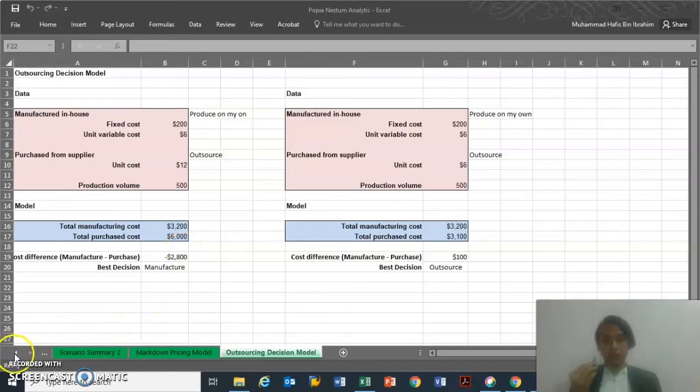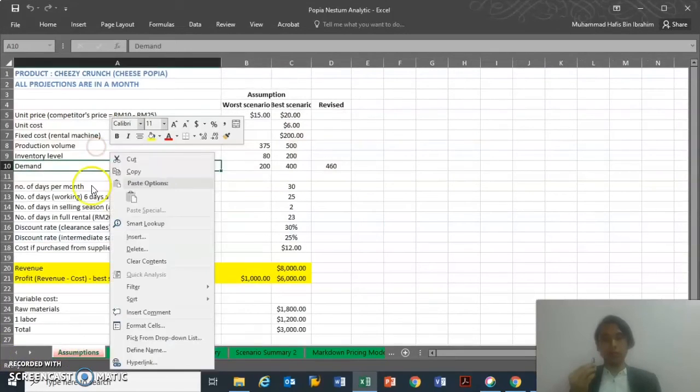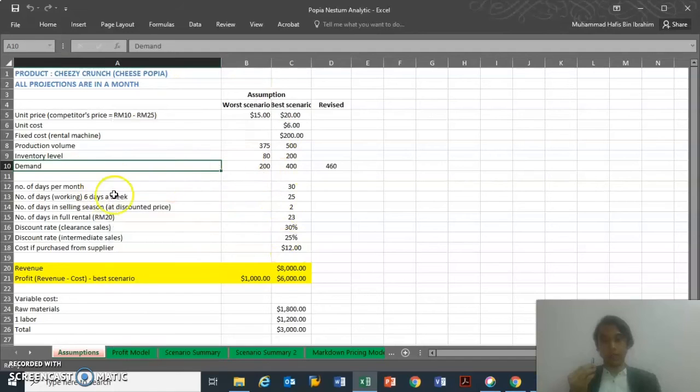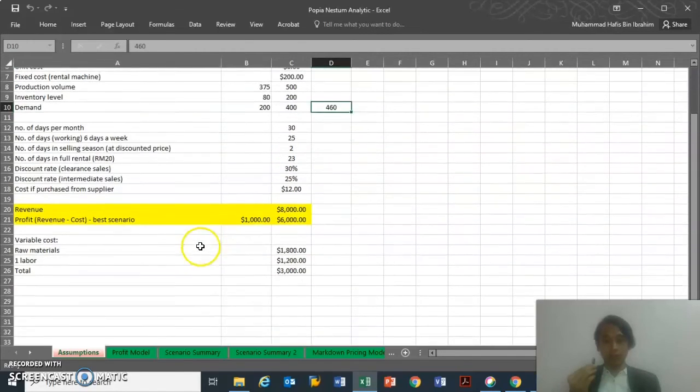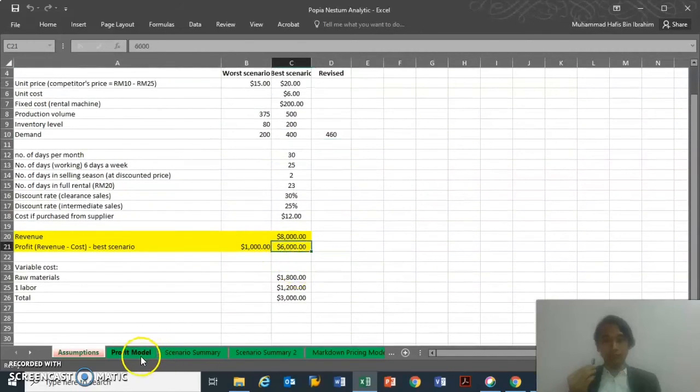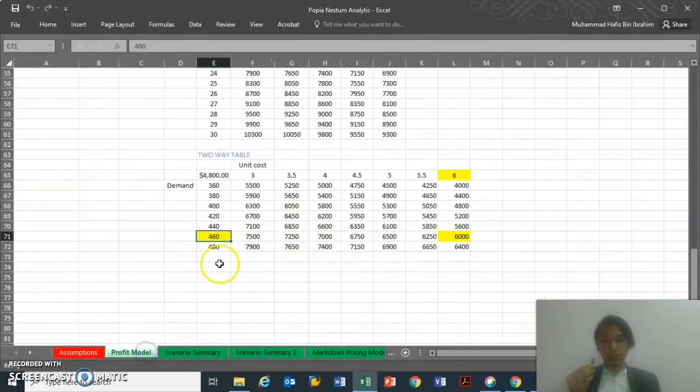Okay, so in conclusion, I am using my assumption, but for the demand of my product, I will use the item that I have revised, which is from 400 units to 460 units. I will use this in order for me to get 6,000 ringgit. And how I get this, I use a two-way table that I have explained.